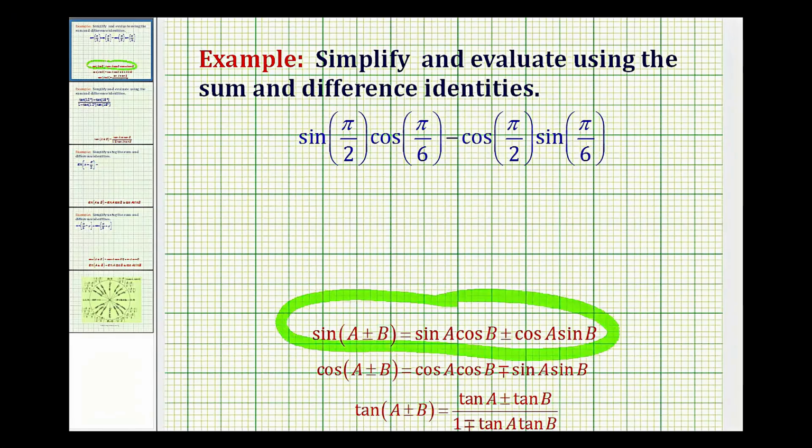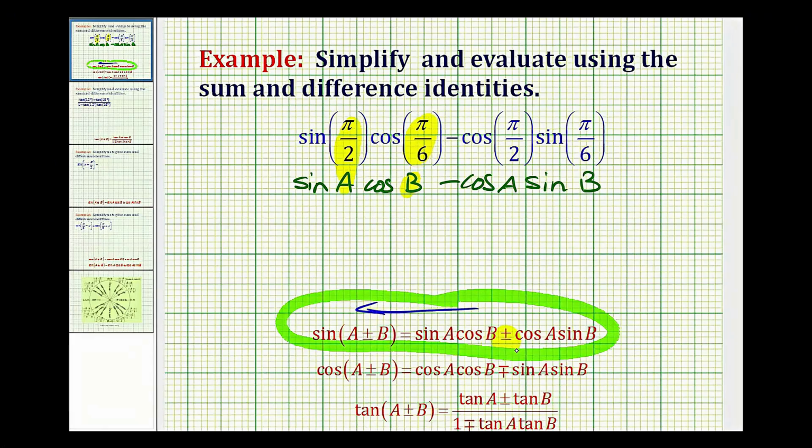But we'll be applying this from right to left, meaning we're given this form of the identity, and we're going to rewrite it as the sine of one angle. So let's go ahead and write this. So here we have the sine of angle A times the cosine of angle B. Notice how we have a minus sign, and then we have cosine A times sine B. So A is equal to pi over 2, and B is equal to pi over 6.